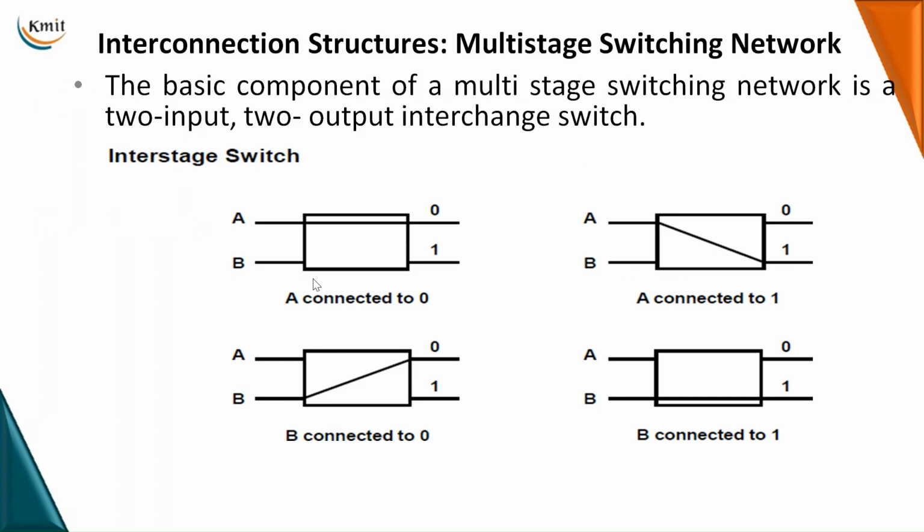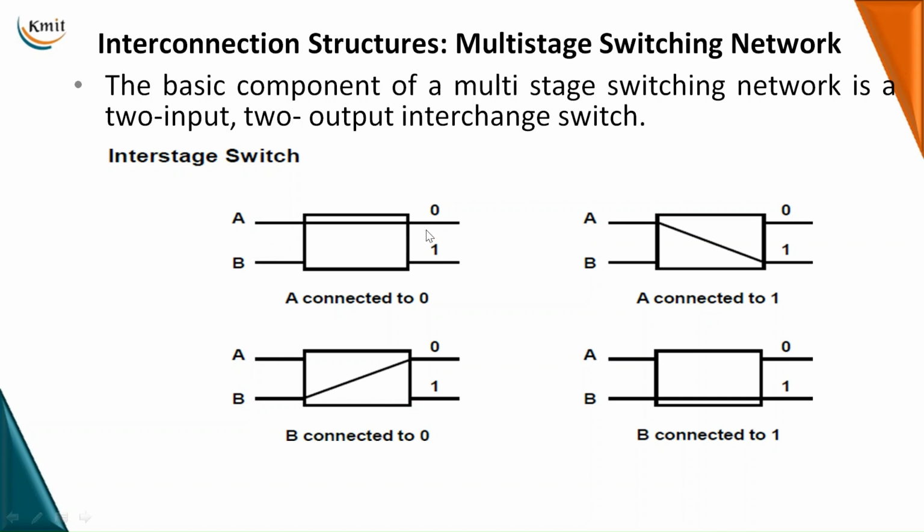Coming to the next type of interconnection structure, which is a multi-stage switching network. The basic component of a multi-stage switching network is an interchange switch, which is a two input and two output switch. This is an example of an interchange switch which contains two inputs A and B and two outputs 0 and 1. This particular switch allows the input to be connected to any one of the outputs. It contains internal control signals that allow connecting the input to any one of the outputs.